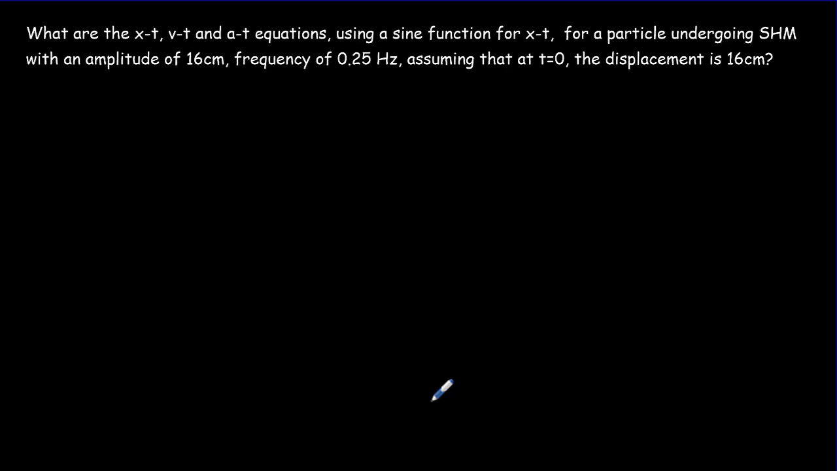Let's try this question. We're being asked for the equations of motion, x(t), v(t), and a(t). We want to write the equation as a sine function for the displacement over time. It is simple harmonic motion. We're told the amplitude, we're told the frequency, and we're also told that at t equals 0, the displacement is 16 centimeters. In other words, it's at the maximum positive displacement.